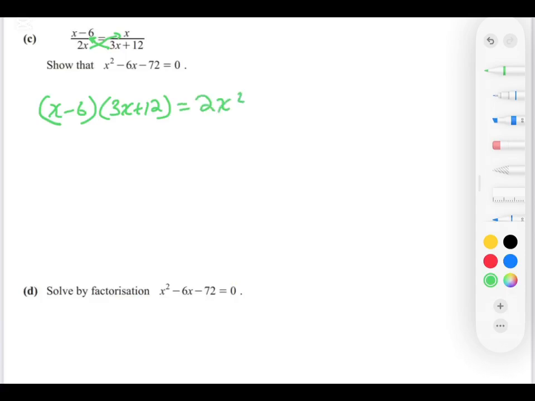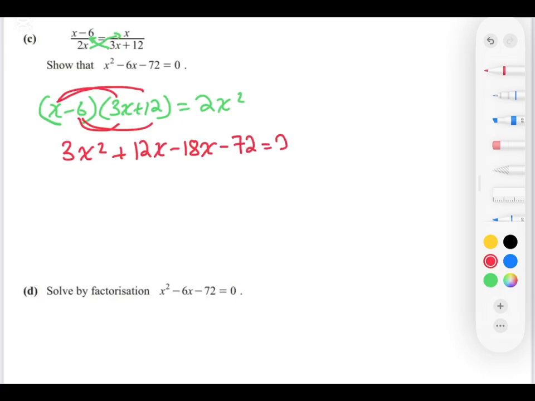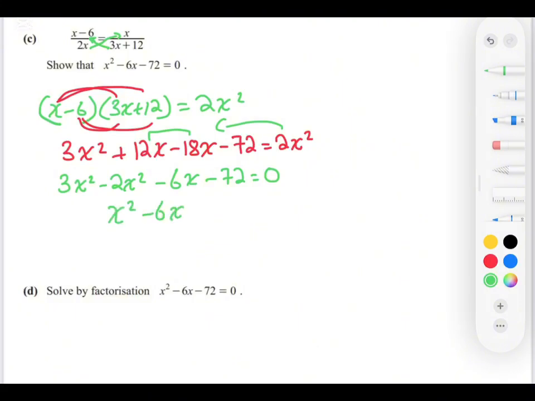Now x will multiply with both the terms in the bracket. X multiplied by 3x is 3x square, x multiplied by 12 will be 12x, minus 6 multiplied by 3x will be minus 18x, and minus 6 multiplied by 12 will give us minus 72, is equal to 2x square. So now I will move this 2x square to this side, so this will become 3x square minus 2x square, and when we solve this, this will become x square minus 6x minus 72 equal to 0.